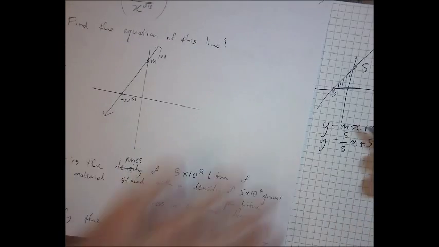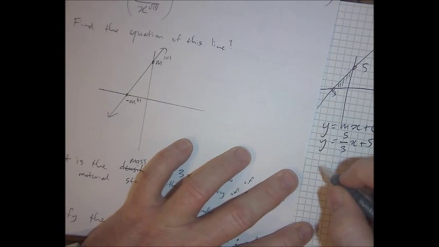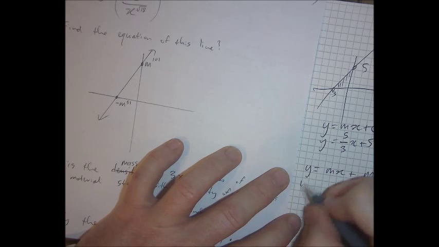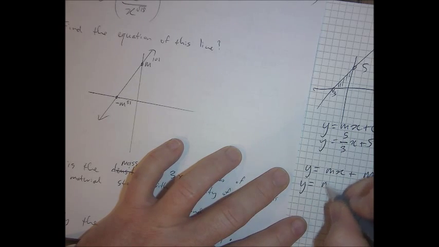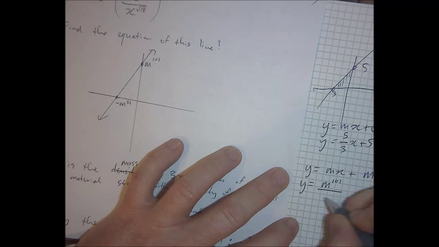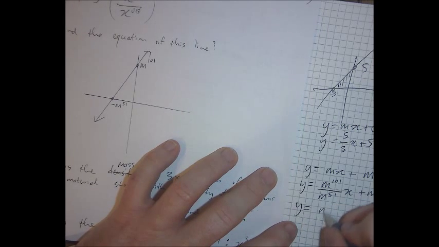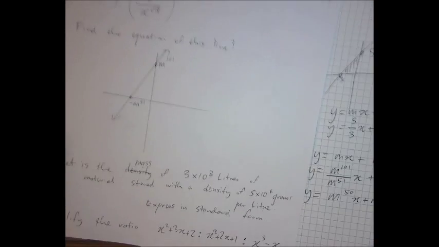So I get y equals mx plus m to the power of 101. The fraction is m to the power of 101 over m to the power of 51. I don't need the negative because that line is sloping up from left to right. And to simplify that, you just subtract the powers. That's that one done.